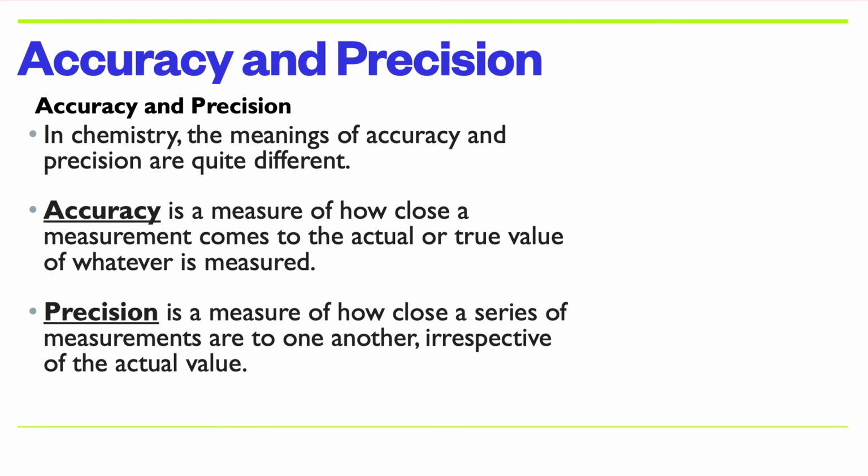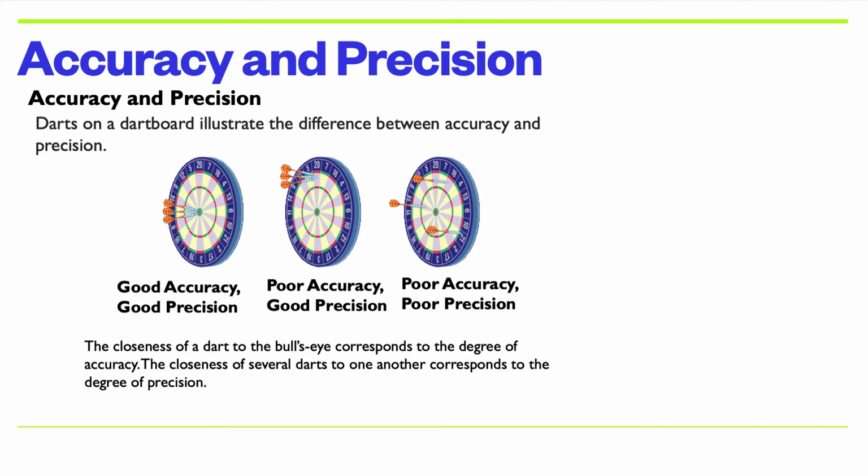Accuracy and precision. In chemistry, the meanings of accuracy and precision are quite different. Accuracy is a measure of how close a measurement comes to the actual or true value of whatever is measured. Precision is a measure of how close a series of measurements are to one another, irrespective of the actual value. A great example here is a dartboard, right?